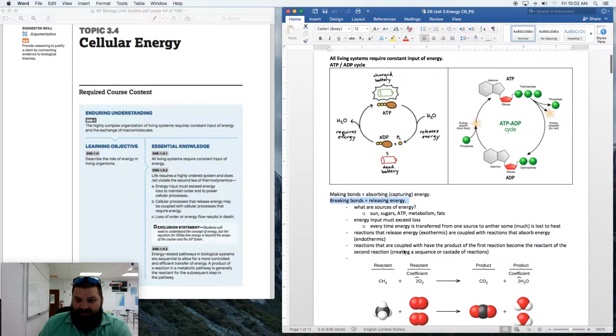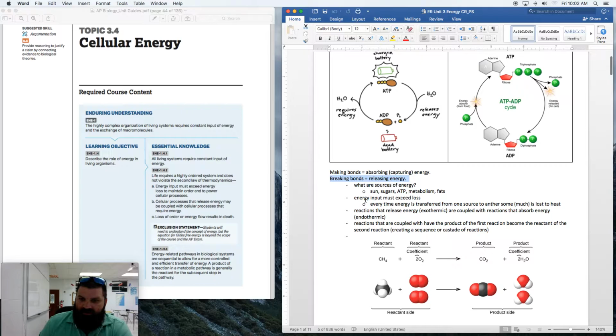Energy input must exceed energy loss. What does that mean? Every time energy is transferred from one form to another, such as when solar energy becomes sugar or when sugar becomes ATP, not all of the energy is transferred. It's not 100% efficient. It's 10, 20, maybe 30% efficient at best, and the rest of the energy is lost as heat. That's part of the laws of thermodynamics.